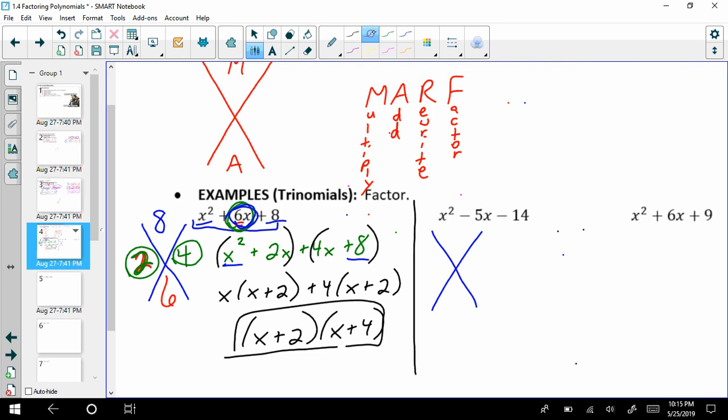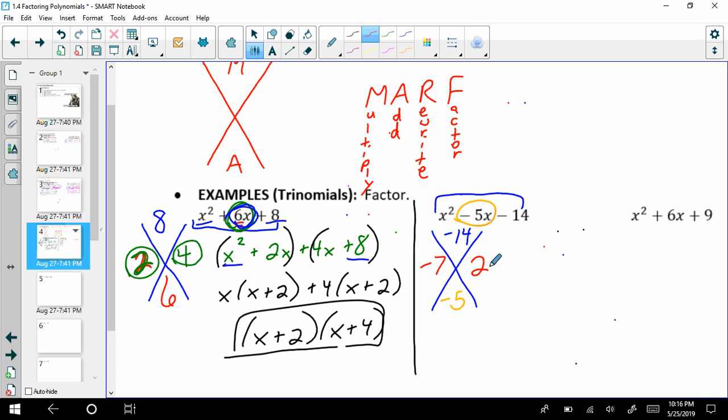So I want to multiply, I'm going to take my front number and my back number, 1 times negative 14. I want to multiply to a negative 14, and I want to add to a negative 5, my middle number. So you have to ask yourself, two numbers that multiply to negative 14 but add to negative 5. Should be negative 7 and a positive 2.